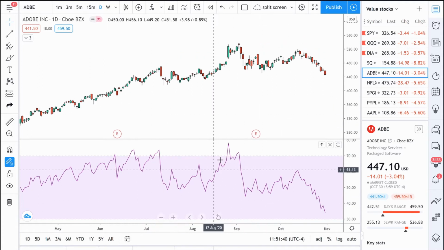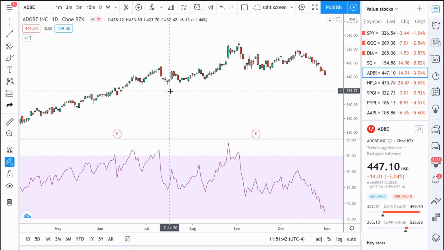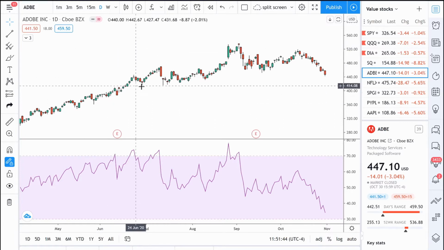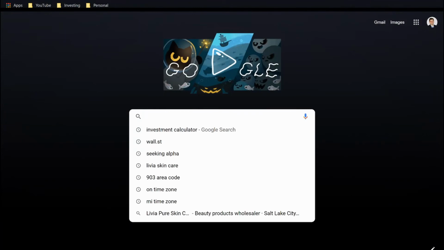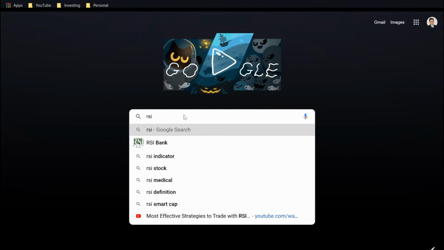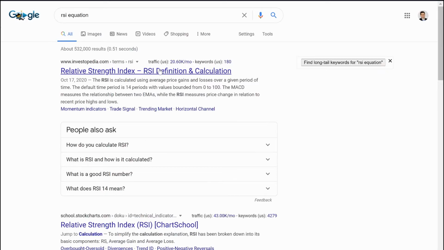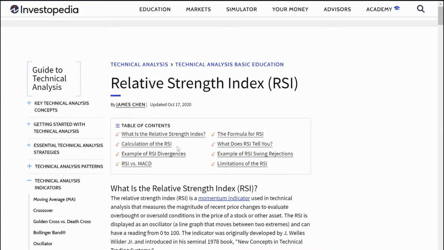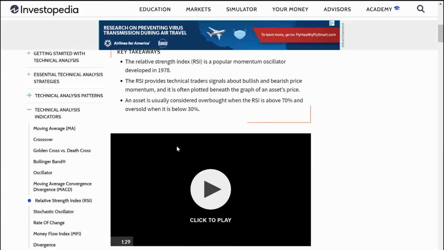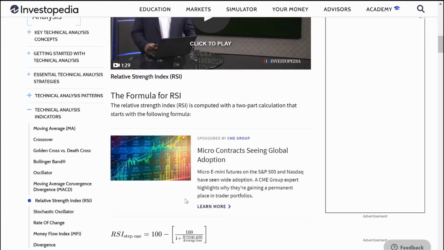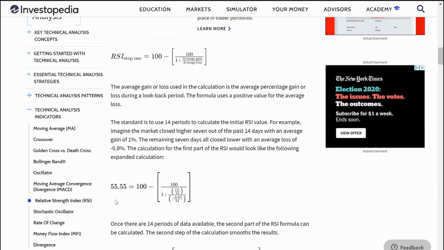How are we getting these numbers? Well, it's an equation, and pretty much that equation, let's look it up. So we'll go to Google and we'll type in RSI equation. Click on this. Or calculation. Here we go. Investopedia should lay it out right here. It's a very simple equation, really.